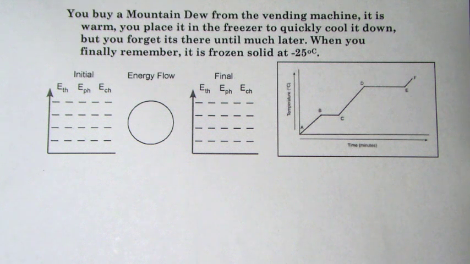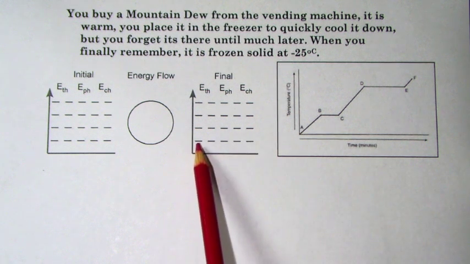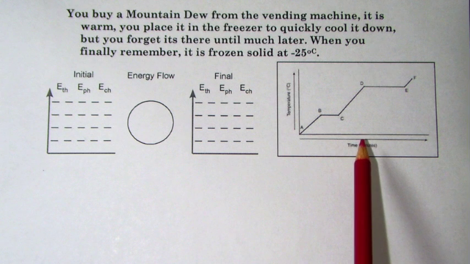Alright, so the problem is you buy a Mountain Dew from a vending machine. It's warm, so you want it to be cold. You stick it in the freezer because you want it to be cold now. You forget that you put it in the freezer. When you finally remember, the Mountain Dew is frozen solid and it's negative 25 degrees Celsius. So we're going to transfer this to an LOL chart and to a heating and cooling curve.